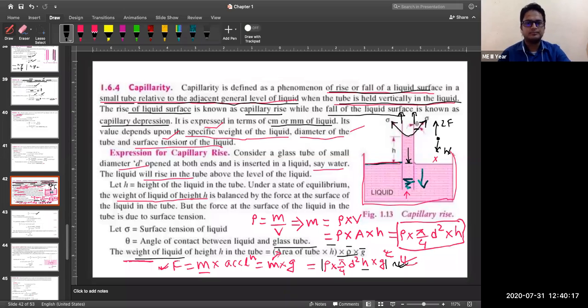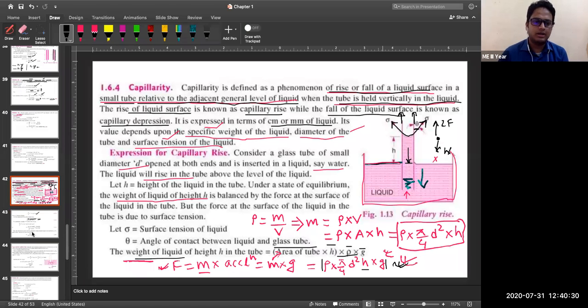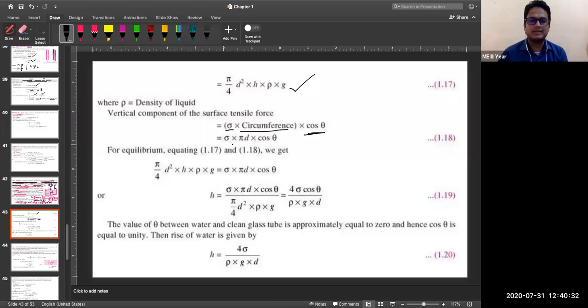Now let's see, what is that F? F is nothing but surface tension into circumference into cos theta. Cos theta is the vertical component we will get here. So you will get sigma pi d cos theta. As we have seen, you have to equate the weight with the surface tension force. If you equate it and solve it, you will get H equals 4 sigma cos theta upon rho into G into D.